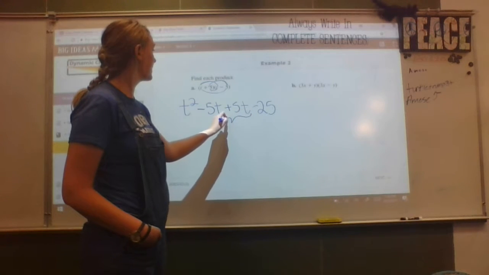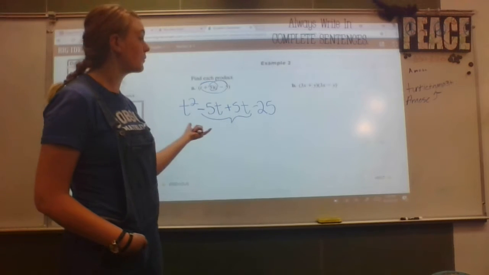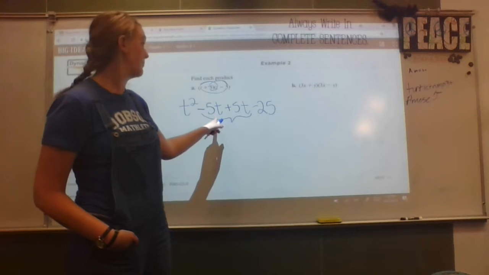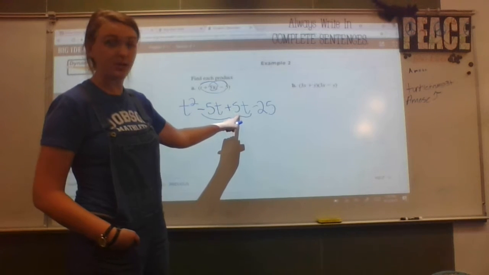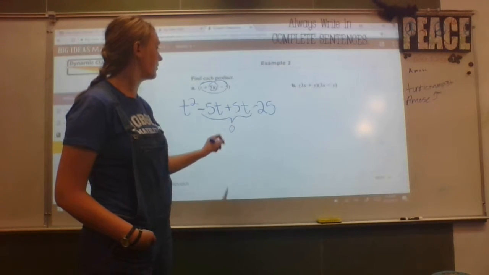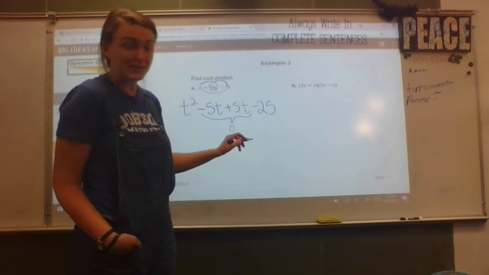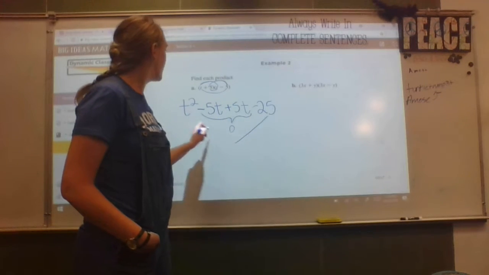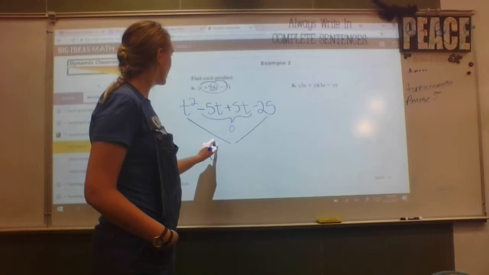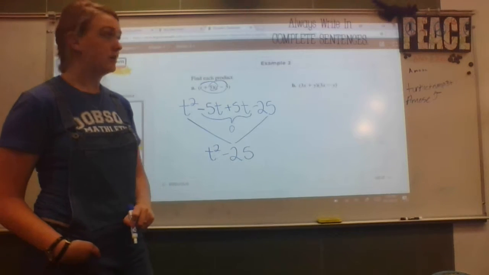Well, the reason this is a special case is because like our last one, when we got the same numbers in the middle, this one we're getting opposite numbers in the middle. Well, we know from inverse operations that opposite numbers cancel with each other. So negative 5t and positive 5t are opposites. They become 0. They go to nothing. That means I don't have to write this anymore. You don't have to say plus 0. You can just ignore it. So really, these are going to be my answer. I'm just going to take the first and the last. I get t squared minus 25. Okay?